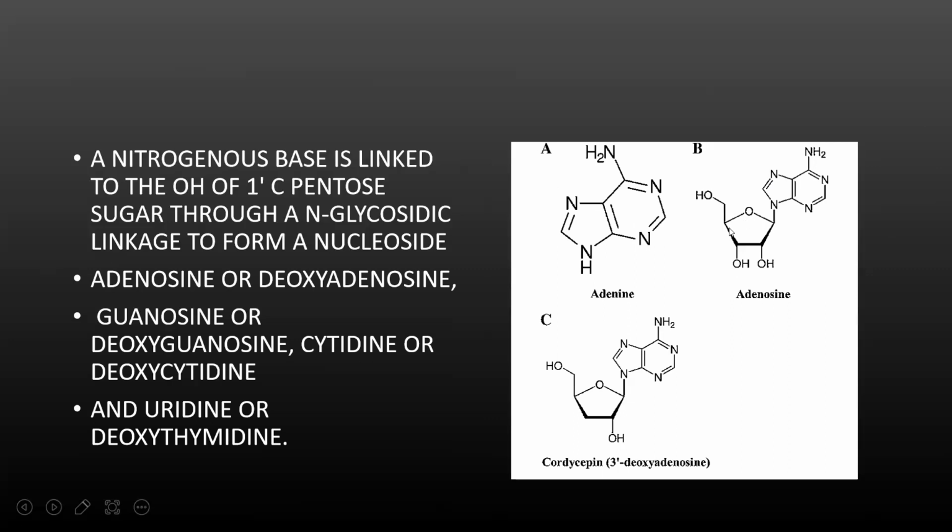Now this is ribose sugar. That's why it is adenosine. This is deoxyribose, this part. And this is the same adenine base, so it is called deoxyadenosine. What is the difference between ribose and deoxyribose? See the structure. Just see this ribose structure and this deoxy.